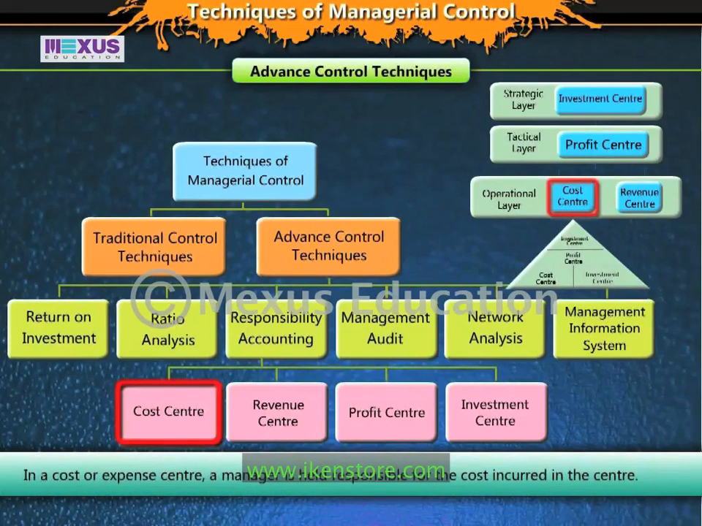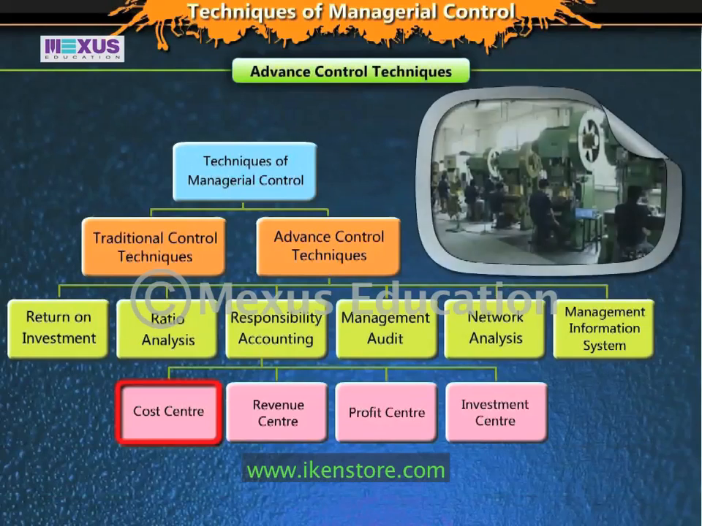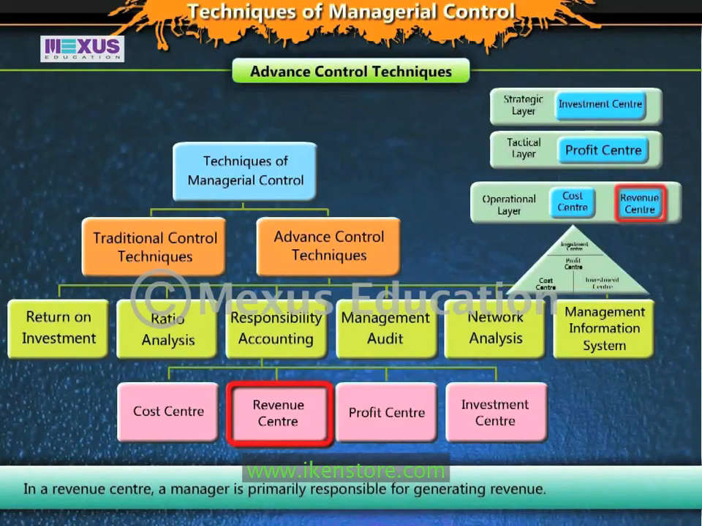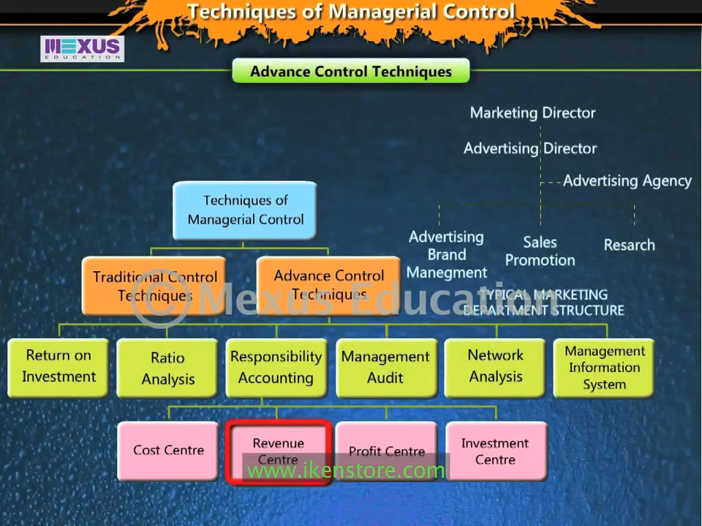In a cost or expense center, a manager is held responsible for the cost incurred in the center. For example, in a manufacturing organization, production department is classified as a cost center. In a revenue center, a manager is primarily responsible for generating revenue. For example, the marketing department of an organization may be classified as a revenue center.